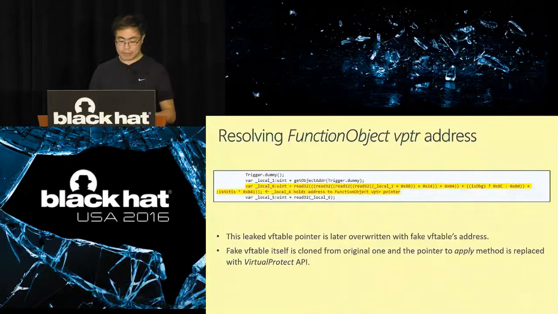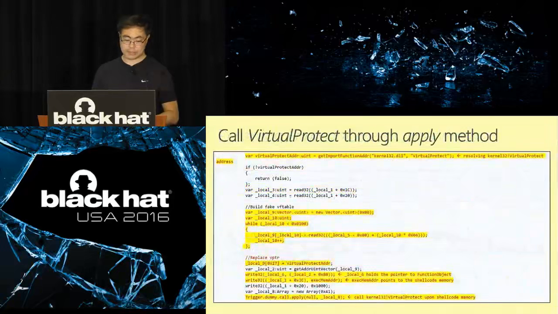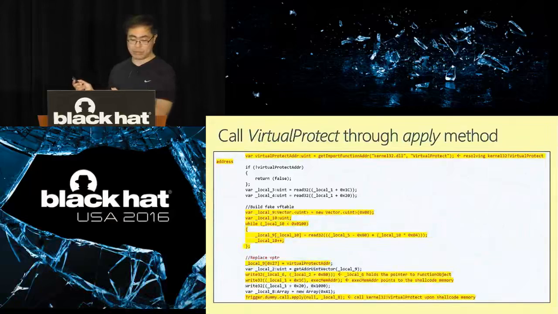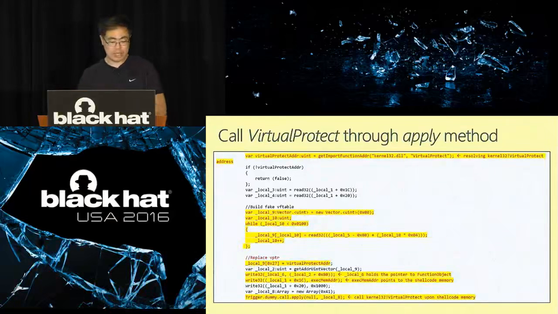And for the apply method, it will just overwrite it with the VirtualProtect API. And whenever you call the apply method upon this function object, then actually the VirtualProtect API will be called. This is the actual exploit code. I didn't do anything, it's the actual decompiled code from the exploit. So if you look at it, it's very well written, kind of organized code.